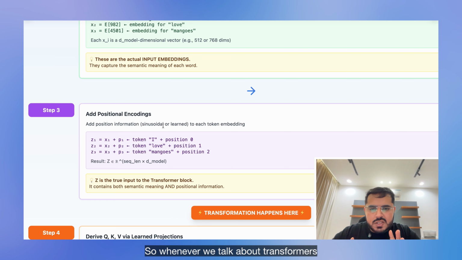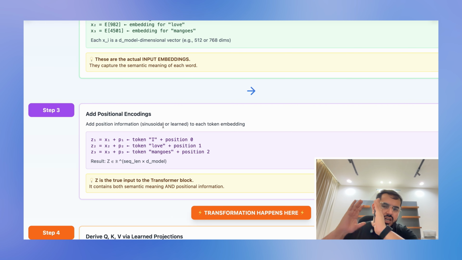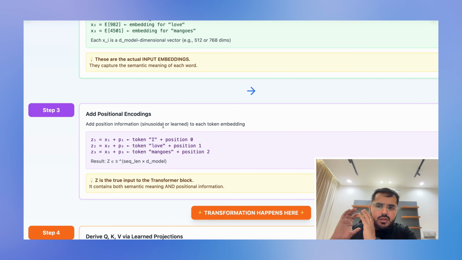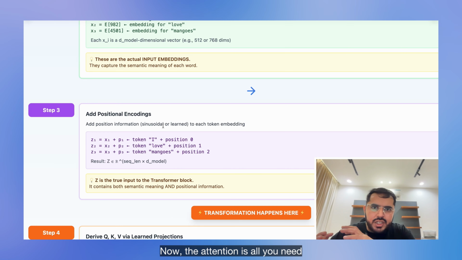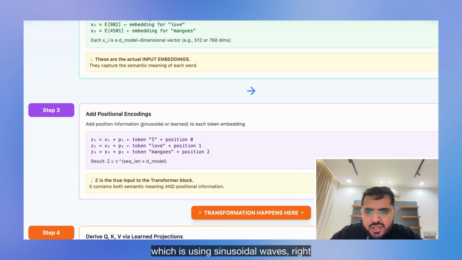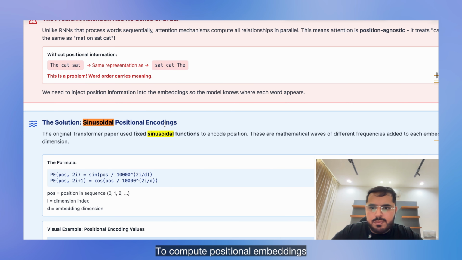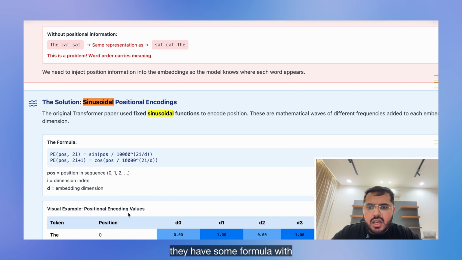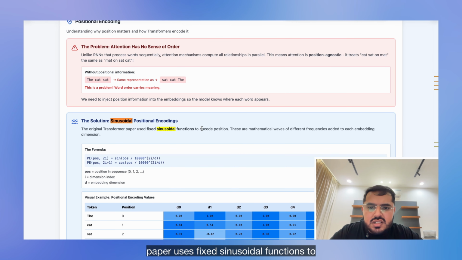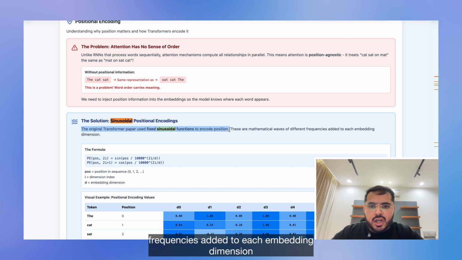Whenever we talk about transformers, we discussed more or less three architectures: Attention Is All You Need, the decoder-only transformer, which is your GPT family, and the BERT family, which is encoder-only. The original paper in 2017, Attention Is All You Need, proposed the idea of positional embeddings using sinusoidal waves, with a formula with which they simulate the positions. The original transformer paper uses fixed sinusoidal functions to encode the positions of each token. These are mathematical waves of different frequencies added to each embedding dimension.